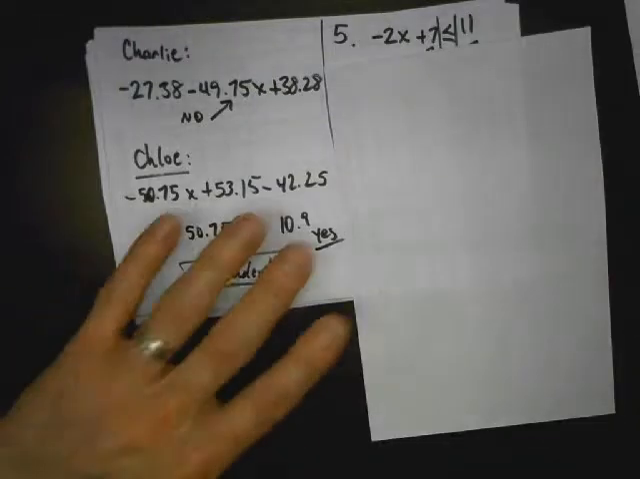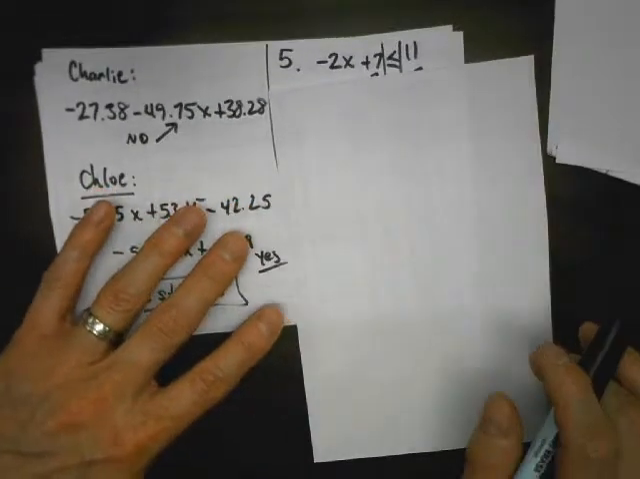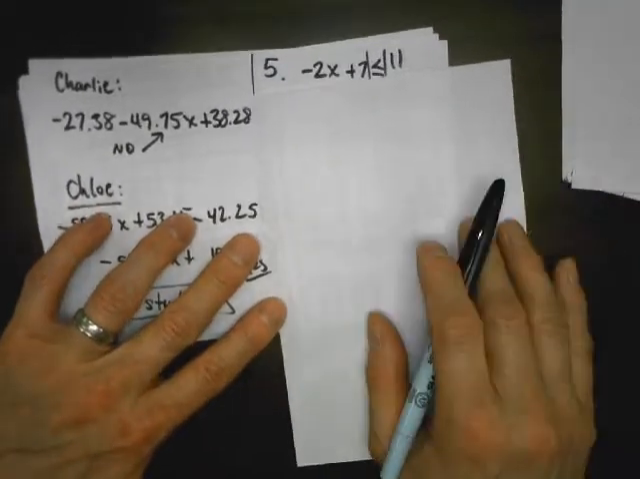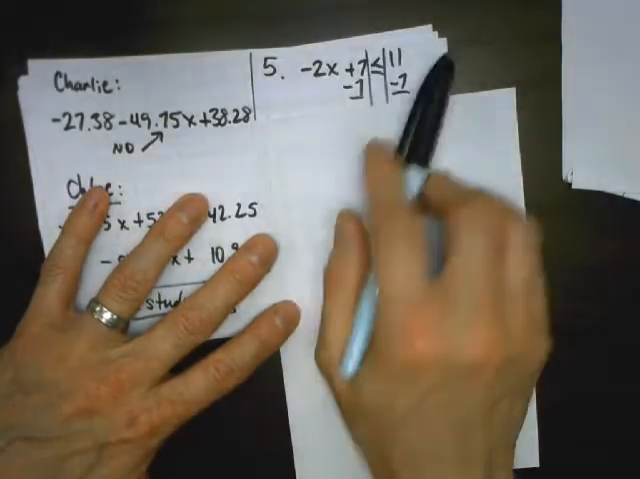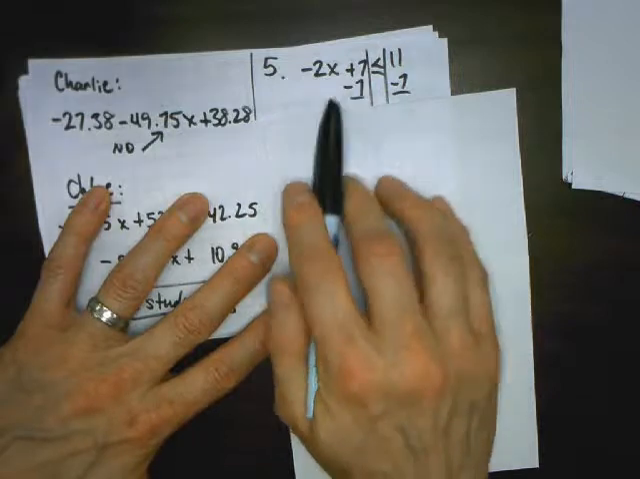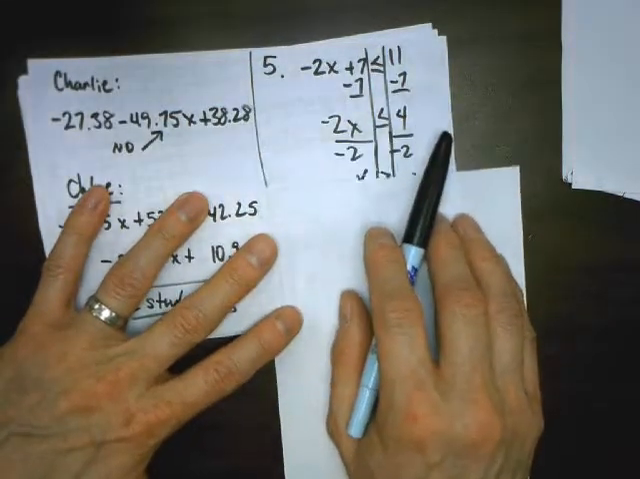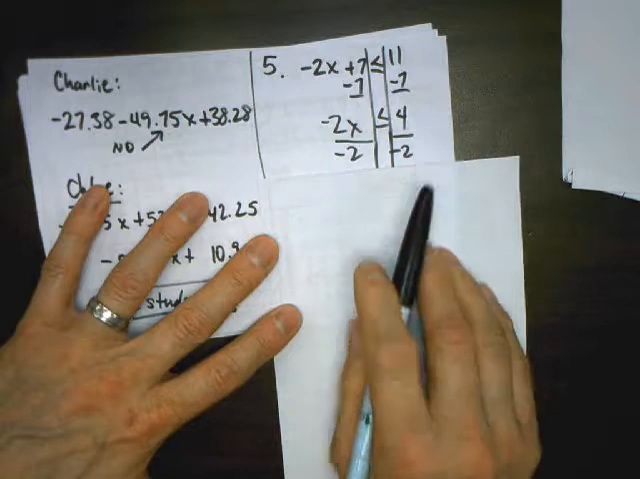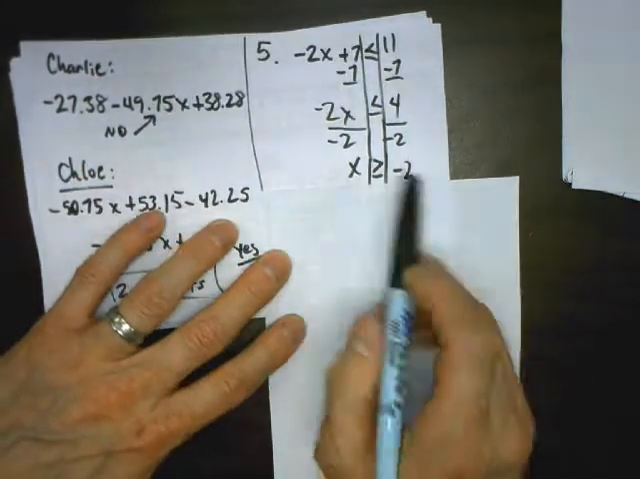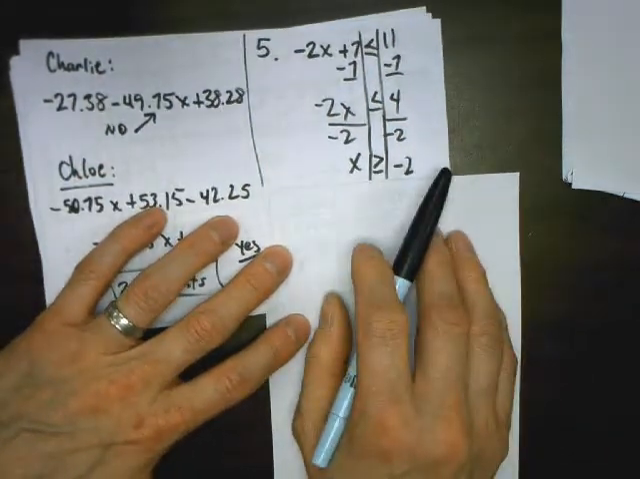Number 5. We're going to write the description for the solution for this if it were to be graphed. So if I solve this, I subtract 7x from both sides. Subtract 7 from both sides. Then I divide by negative 2. Remember, when you divide by a negative, you have to reverse the inequality. So my answer is x is greater than or equal to negative 2.